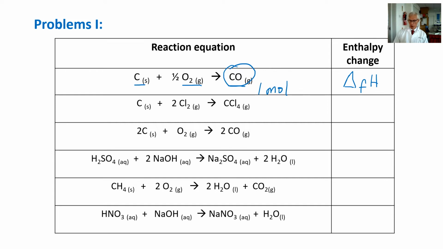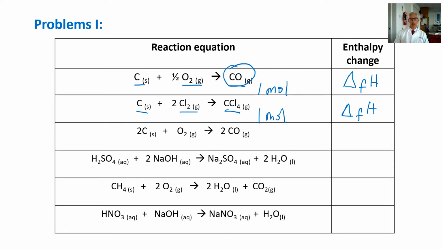So let's have a look at this second example. We've got 1 mole of compound. These are elements, carbon and chlorine in their standard states. So we're forming 1 mole of substance, 1 mole of compound from the elements in their standard states, so that's delta FH, enthalpy change of formation.